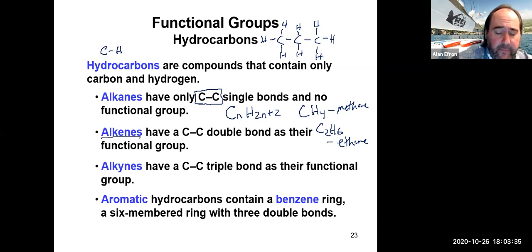Alkenes are carbon-carbon double bonds. So somewhere in there has to be a carbon-carbon double bond for it to be an alkene. It has a general formula of CnH2n. Now, if we take, say, our 2 carbons like we had there, C2H4, that is not ethane, that is ethene, E-N-E.